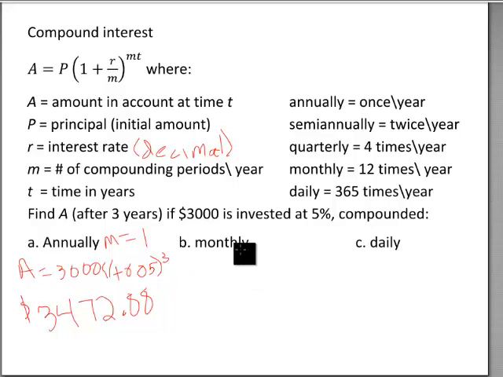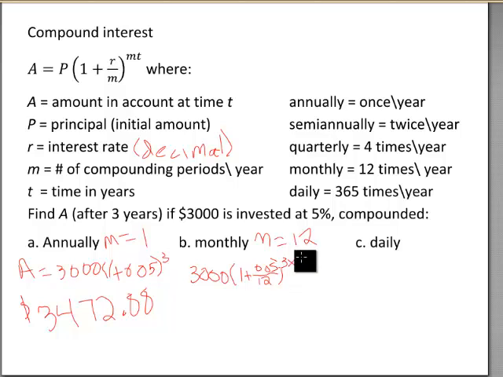So let's look at this next example here. Now we're looking at monthly interest. The only thing that's changed with this example is that M no longer equals 1, it now equals 12 because the interest is compounded 12 times a year. So we have 3,000, the principal, times 1 plus 0.05 over 12, to the power of 3 times 12.